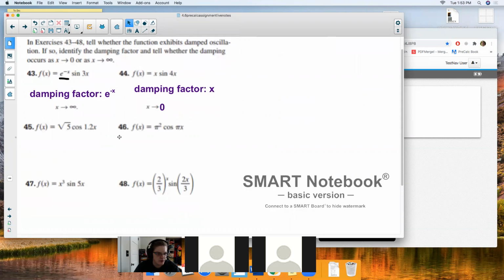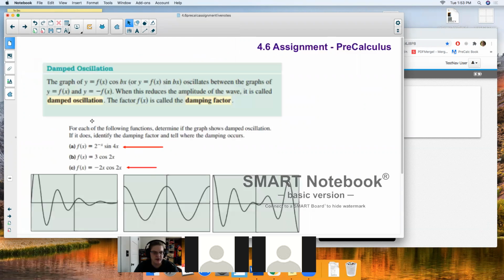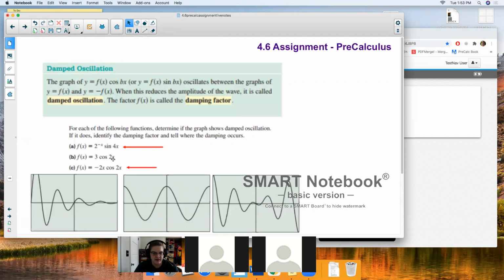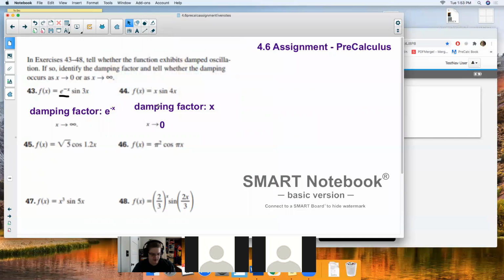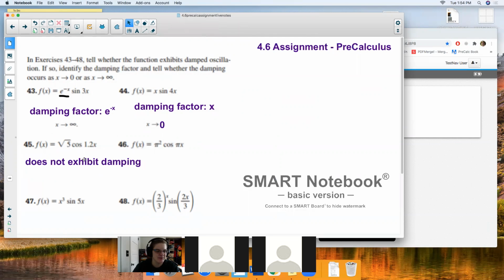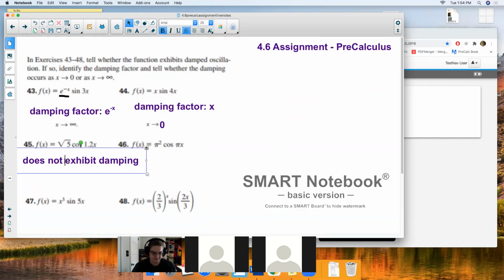Alrighty. So the next one has an equation of just a number being multiplied. And we noticed that when we had just a number, even if it was a square root number, it doesn't actually make it damp. It's just creating a different altitude. So this one is not going to be doing that, so we don't necessarily need to graph it. We're going to say it does not exhibit damping. Good to know.